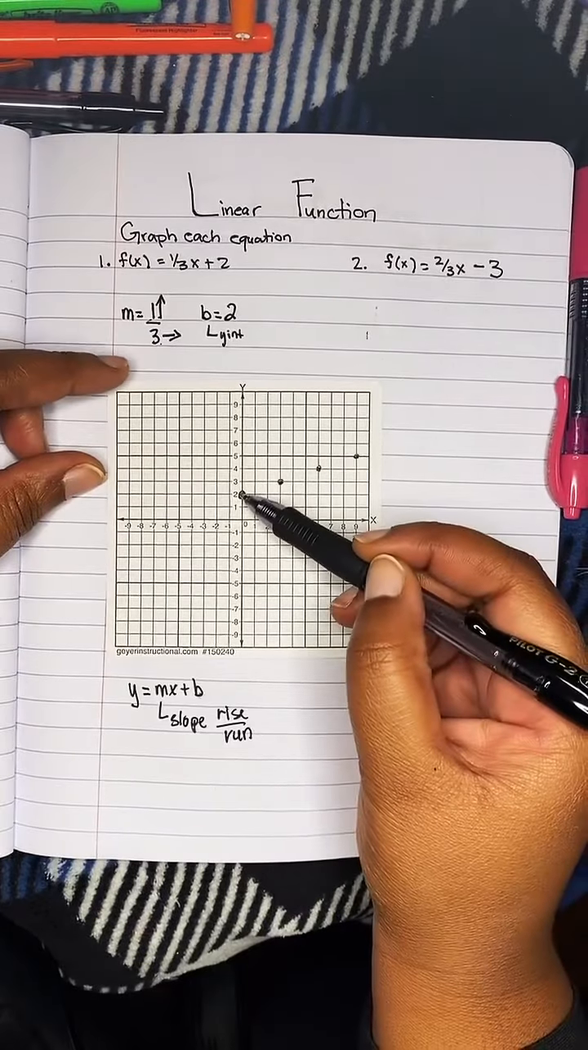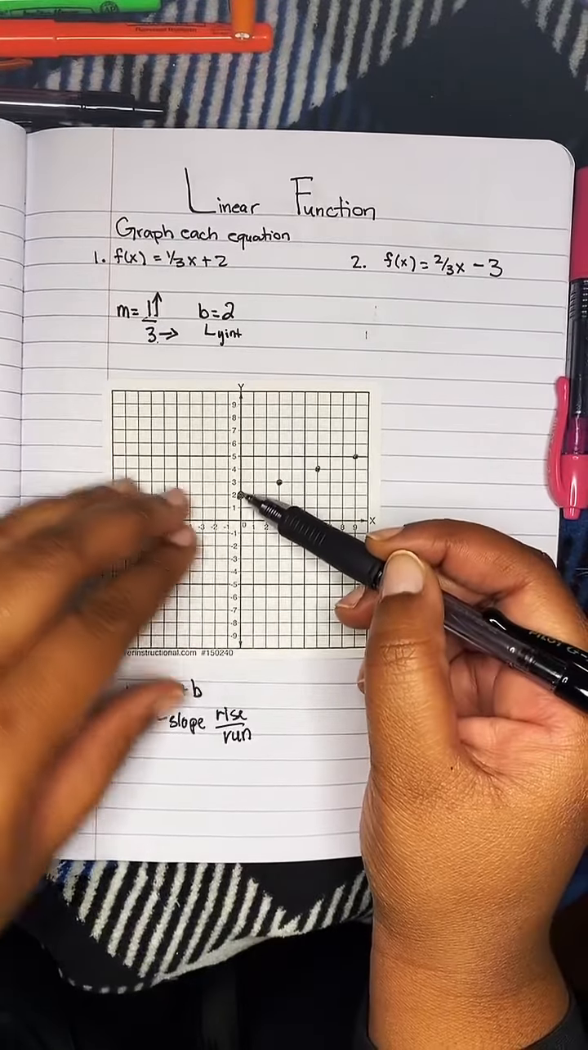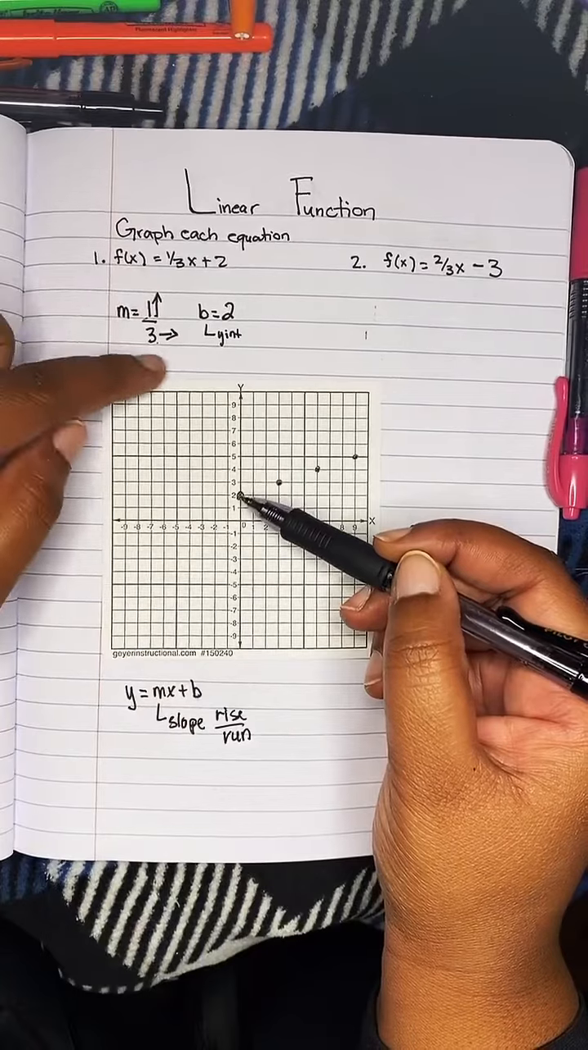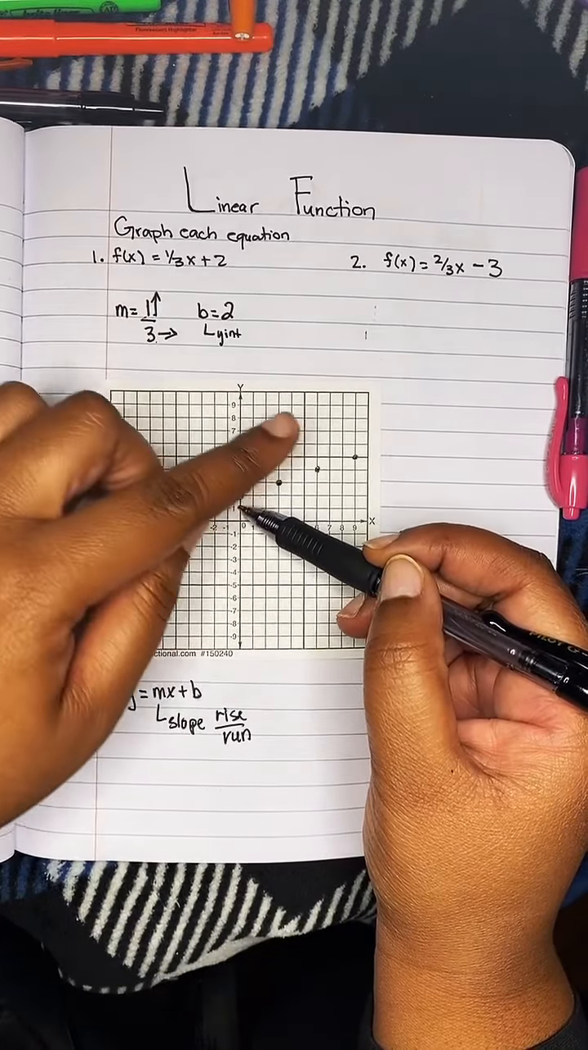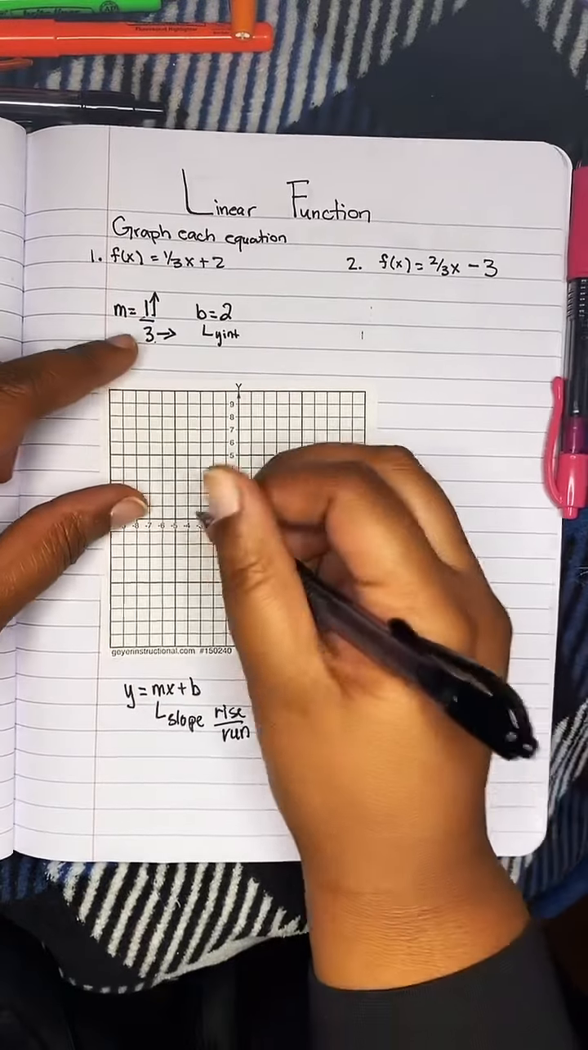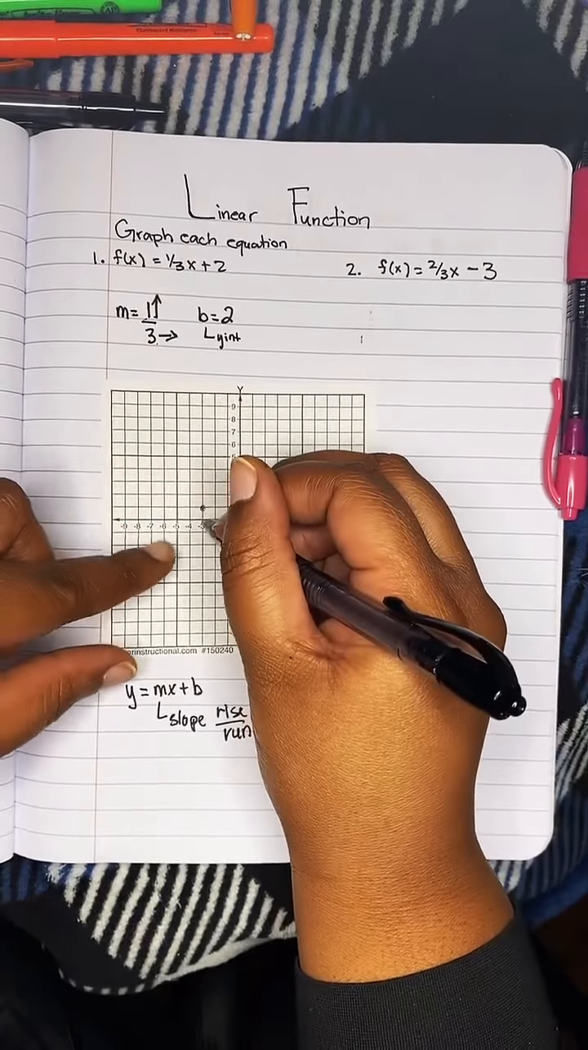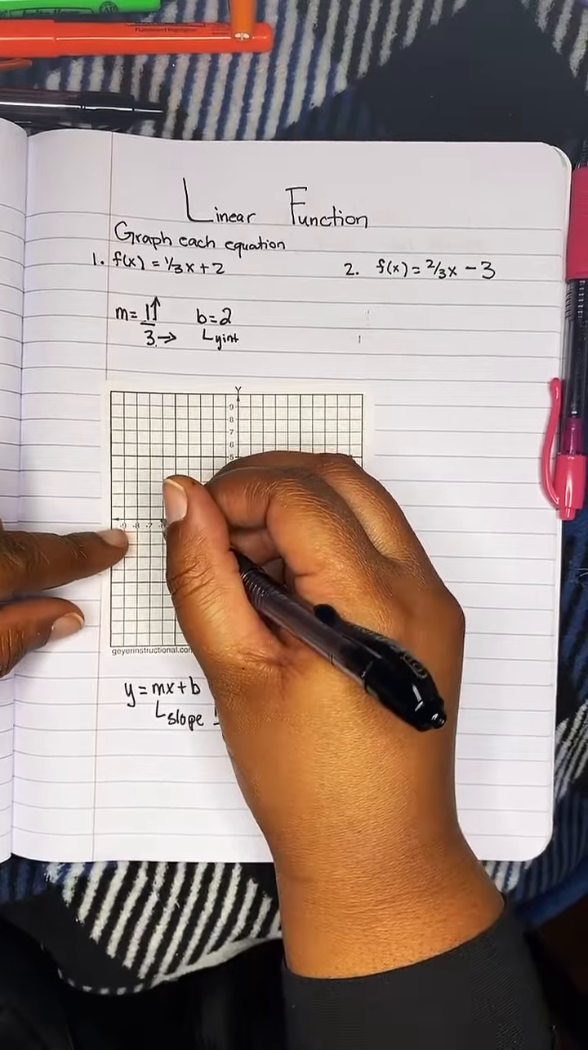Now, from here, if I want to get this half, I have to go the opposite of this. So instead of going up, I'm going to go down. And instead of going to the right, I'm going to the left 3. And I put a point. Down and to the left 3.